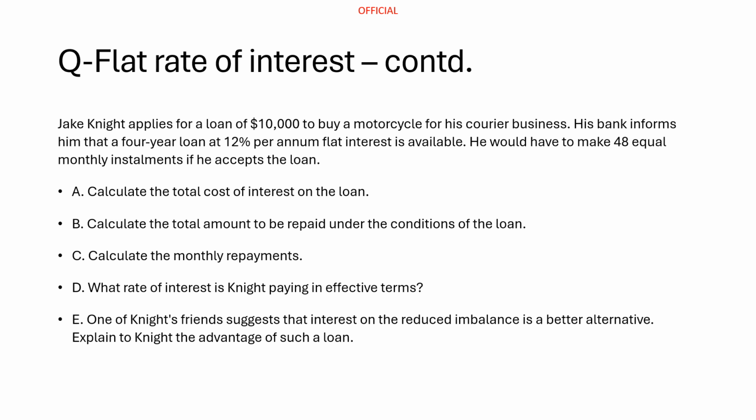In this question, Jake Knight is applying for a $10,000 loan to purchase a motorcycle for his courier business. The bank offers a 4-year loan at a 12% flat annual interest rate. This has to be repaid in 48 equal monthly installments.